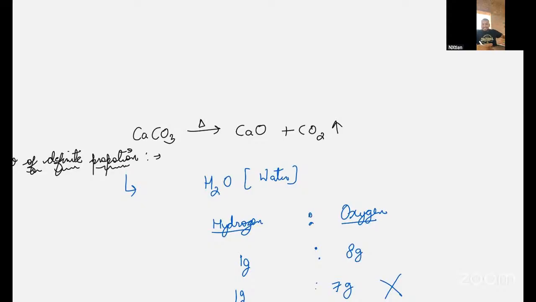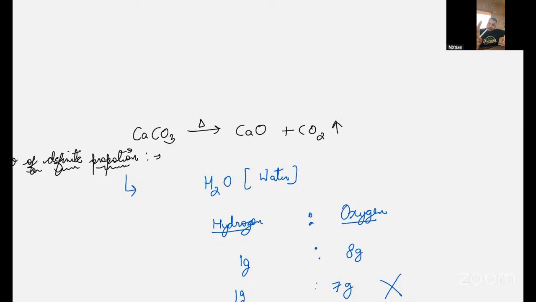So Dalton's atomic theory is like a prediction. He predicted the law of conservation of mass, the law of definite proportion, and the law of multiple proportion. So if a question asks what Dalton's contribution to chemistry is, it is like that: Dalton predicted the law of conservation of mass, second, the law of multiple proportion, and the law of constant proportion.